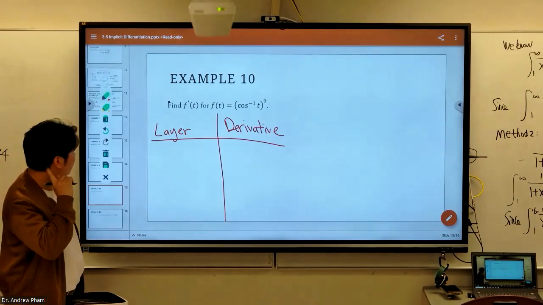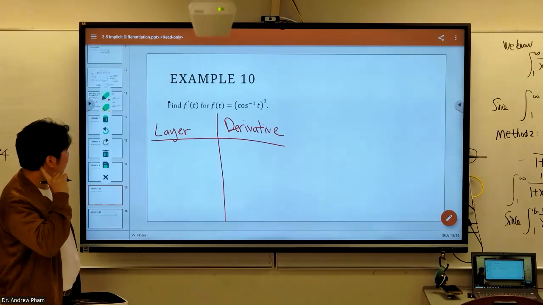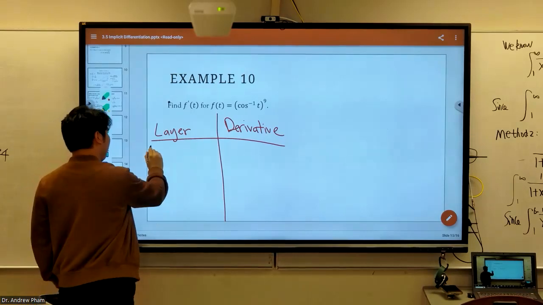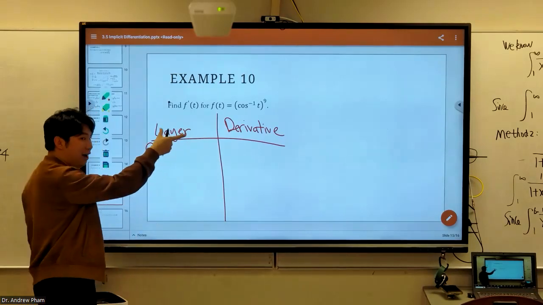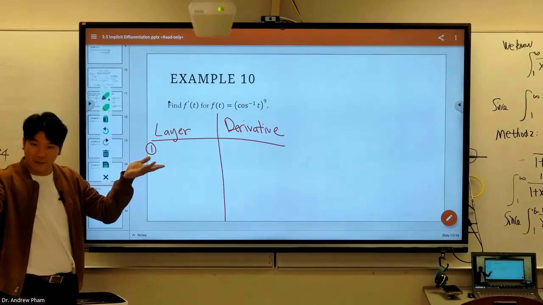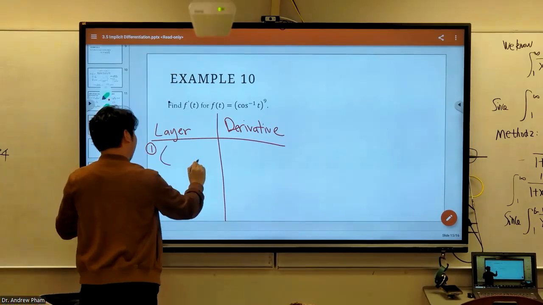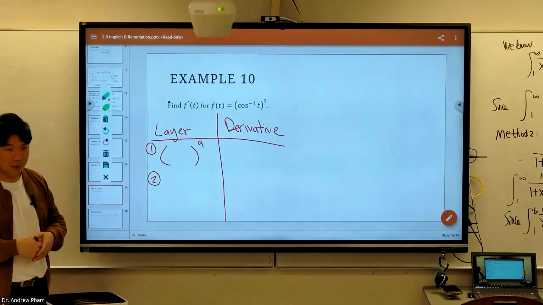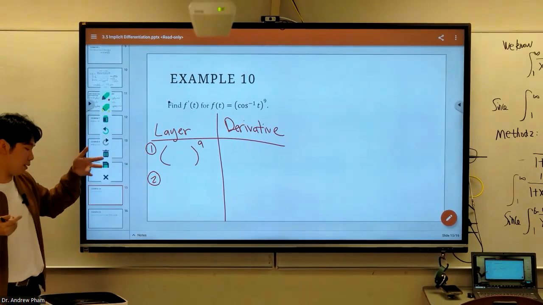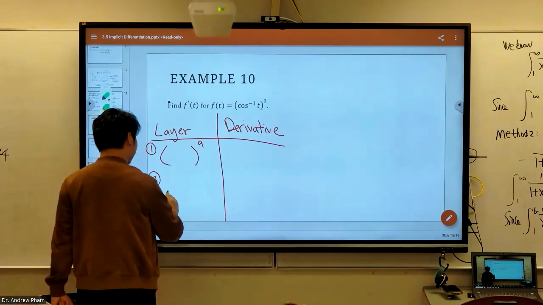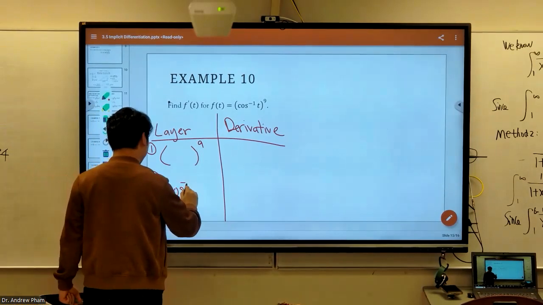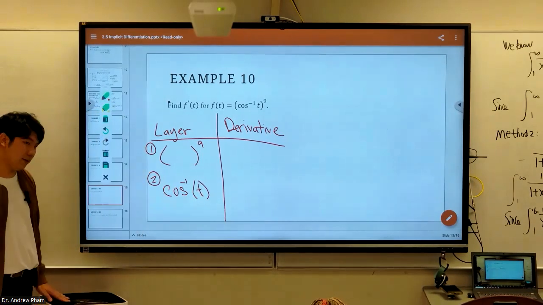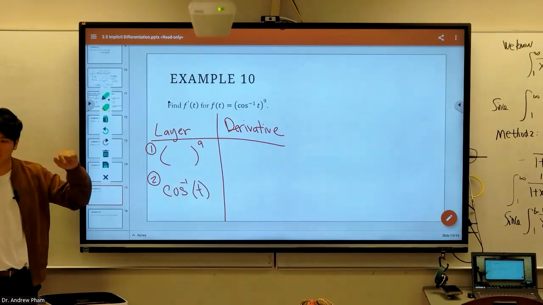Yeah. So the first layer being quite literally the outer layer, something to the 9th power. And then that really leaves us with just one inner layer, the whole cosine inverse of t. And then I know I'm listing the layers because I've accounted for everything already.